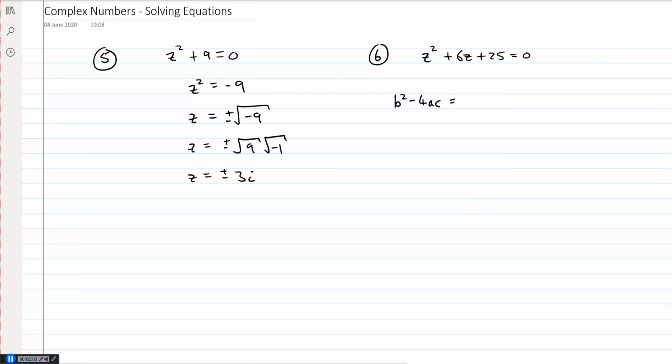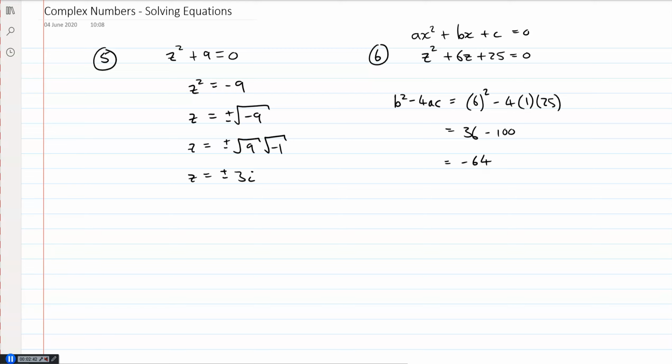So if we look at b squared minus 4ac for this, we get b, which, remember, these all correspond to the coefficients of the quadratic if we were to write it like this. So b is 6, a is 1, and c is 25. So b squared minus 4ac, we're going to get 36 minus 100, so we get minus 64. So this tells us straight away there's going to be no real roots to this quadratic. There's no values of z in the real world that will satisfy that.